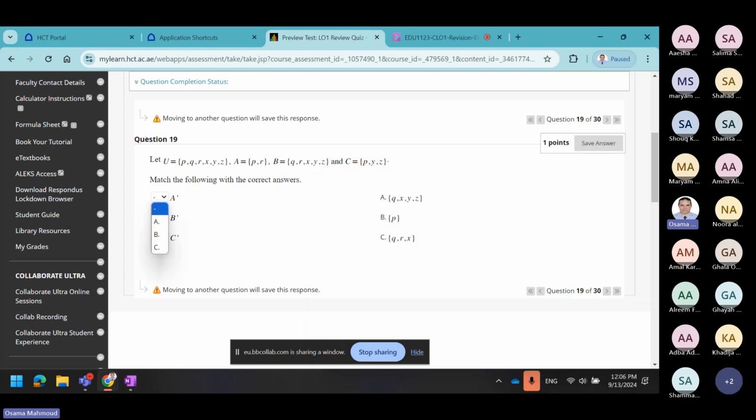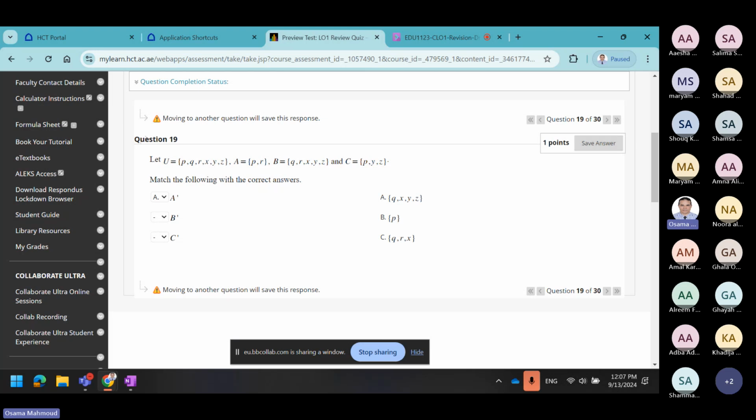So what is left over here? If you take A from U, you take P and R. So you are left with R, X, Y, Z. Do we have R, X, Y, Z? No, we don't. I think Q, X, Y, Z. Sorry, I didn't notice this. So the right answer is A dash is Q, X, Y, Z.